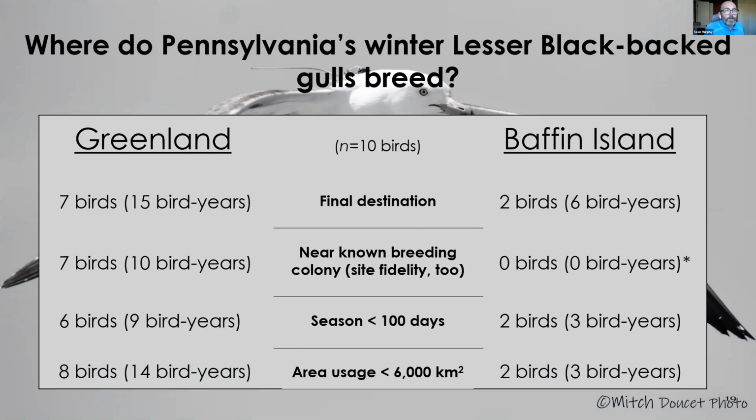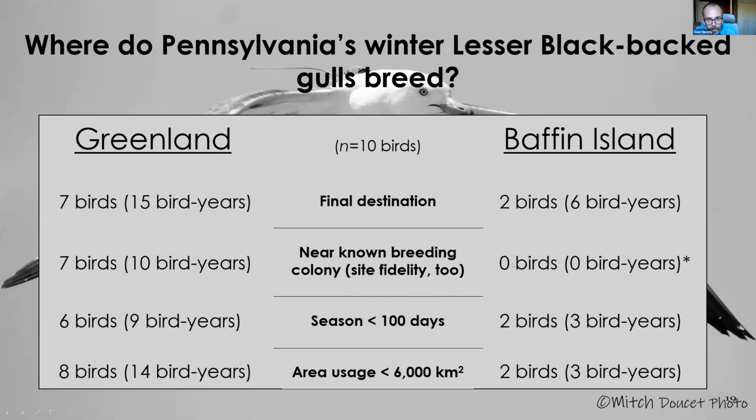Well, let's just rehash, a tale of the tape. So we have 10 birds, and if you look at our final destinations, 7 of the 10 wind up in Greenland. We had 2 in Baffin Island. An overlap with a known breeding colony.